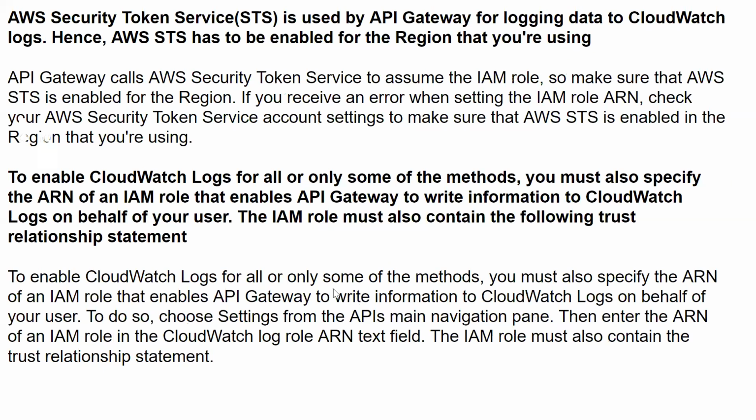Okay. AWS STS is used by API Gateway for logging data. The CloudWatch logs has to be enabled for the region. Okay, to enable CloudWatch logs for all or some, you must also specify the ARN of an IAM role that enables API Gateway to write information to CloudWatch logs on behalf of your user. The IAM role must also contain the following trust relationship statement. I'm ready.